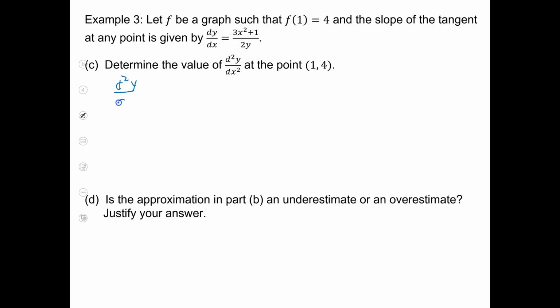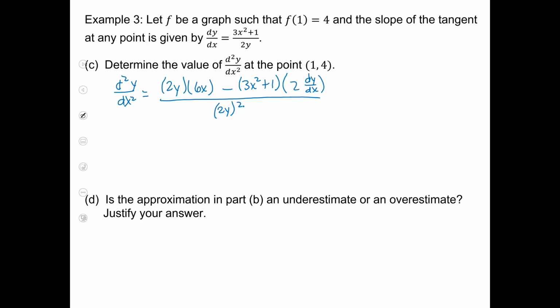So the second derivative with respect to x is going to be low, which is just 2y, d high, which is just 6x, minus high, so 3x squared plus 1, d low. Now what's d low? 2 dy dx, not just 2. Okay, all over 2y whole thing squared.